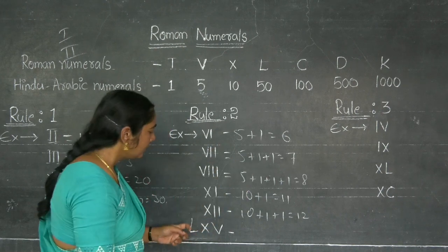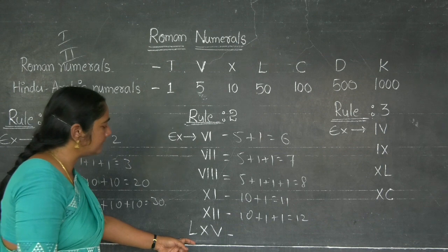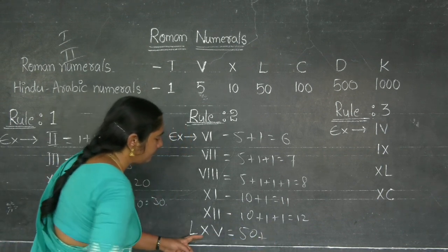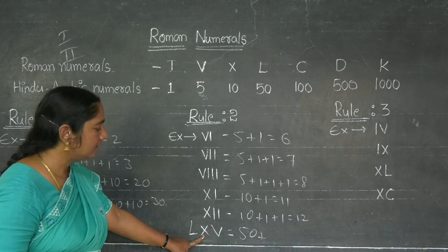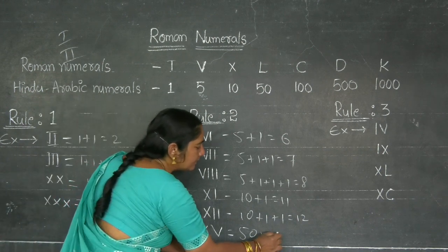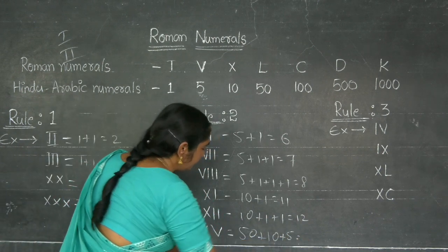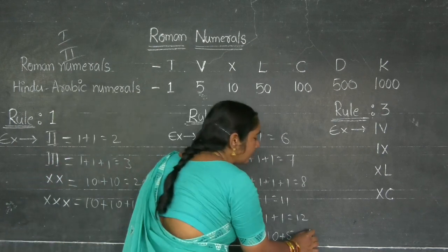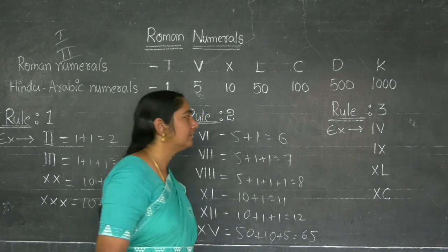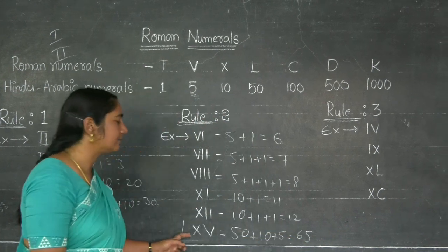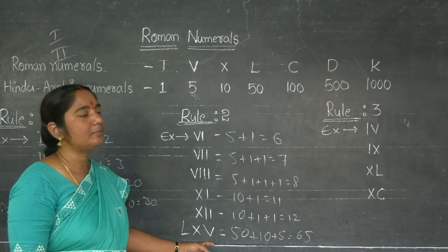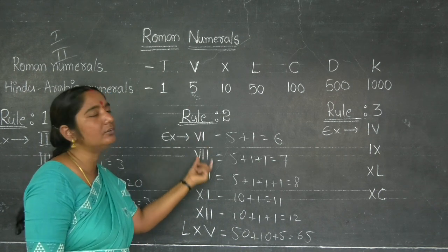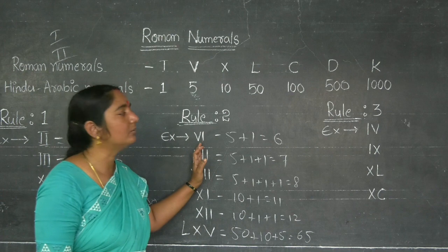For example, in this particular case, L stands for 50, plus 10, plus 5. So the value is 50 plus 10, 60, plus 5, 65. The value is 65. Anything, if the smaller one is given to the right side, you have to add it up. This is the second rule.